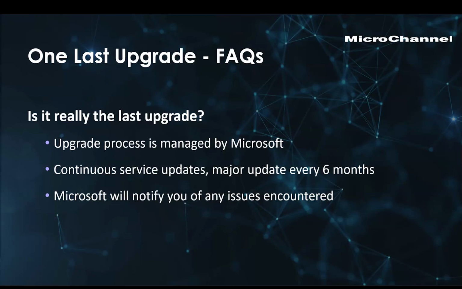There's continuous service updates and major updates every 6 months. Microsoft will notify you of any issues encountered, and it'll also give you warning as to when your system is going to be updated. You can also select times where it's appropriate for you to have your system updating, so it might be at 1 a.m. in the morning or something similar depending on what your operational hours are.